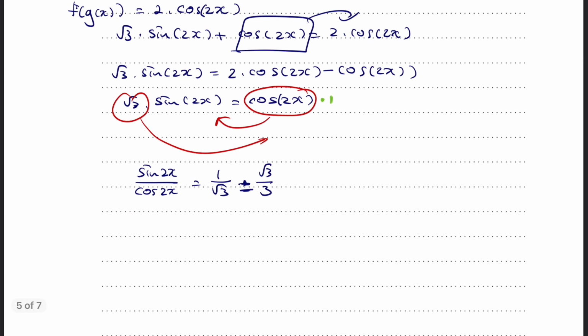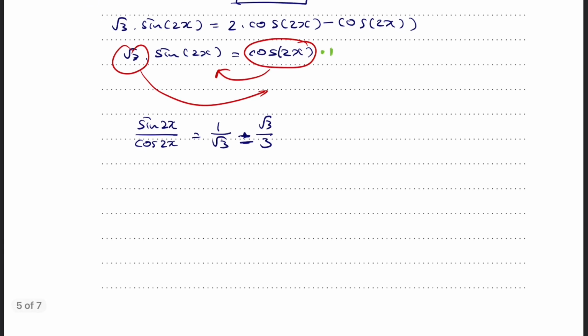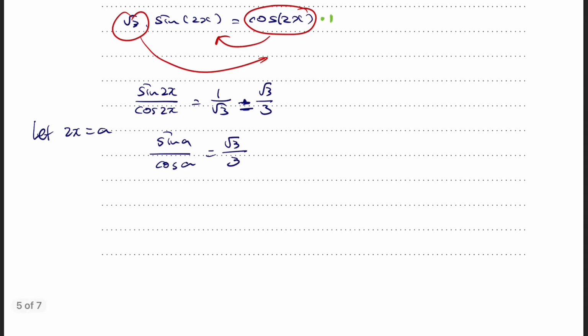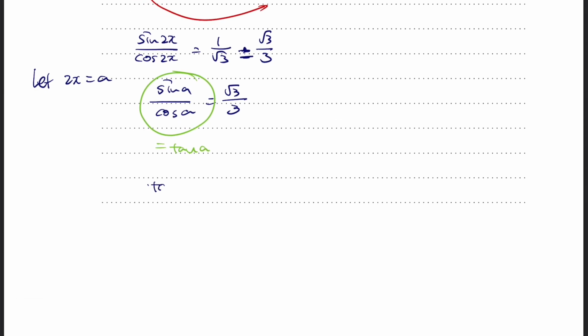Don't forget that. And also don't forget that whenever you do this type of question, you like to get rid of the radicals in the denominator, right? And then we have sine 2x over cosine 2x. So if we let 2x equal a, we have sine a over cosine a equals square root 3 over 3, right? Then this part is actually the same as tangent a, right? Then we can say tangent a is equal to square root 3 over 3.